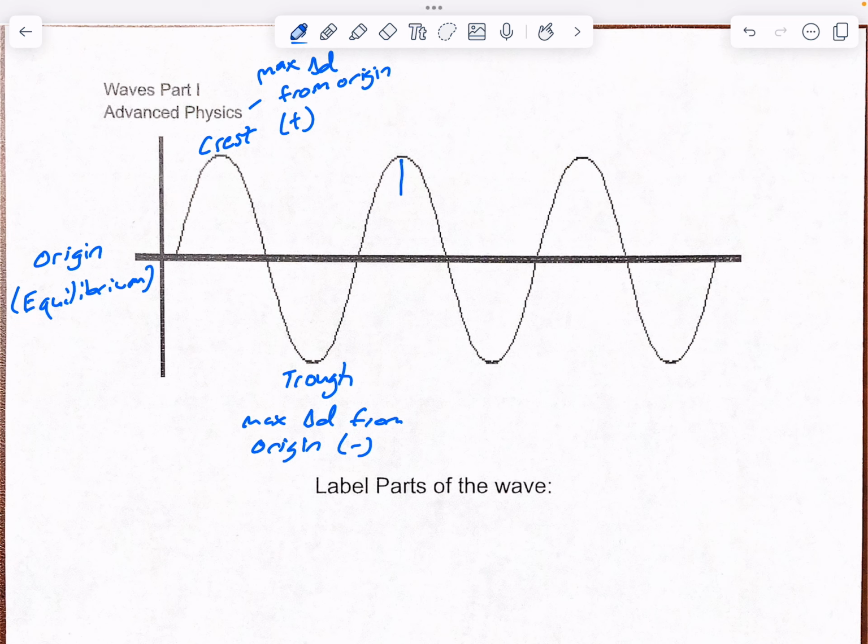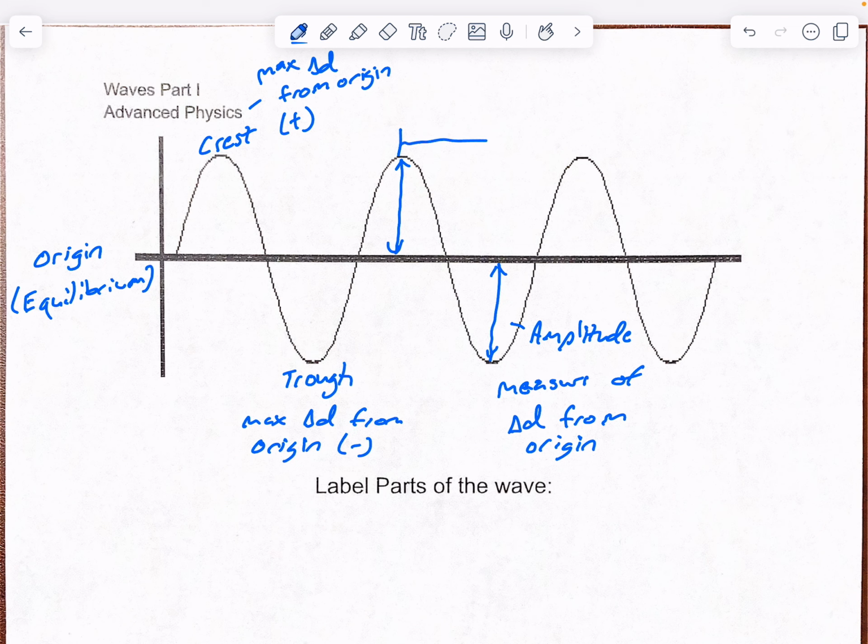Now, when you have the height of a wave, either up or down, positive or negative, these are called your amplitudes. Amplitude is just the height of a wave. So if I ask you to change the amplitude, you'd either make it higher or lower. The amplitude is just a measure of distance from the origin, so how far it actually goes up or down is how you calculate your amplitude.